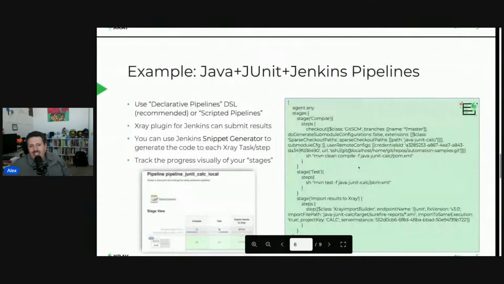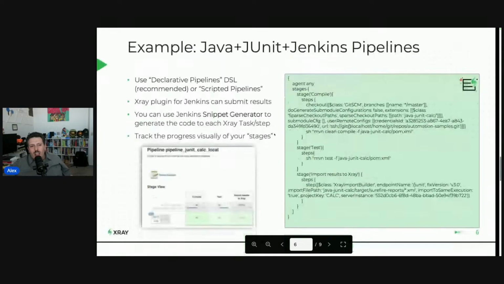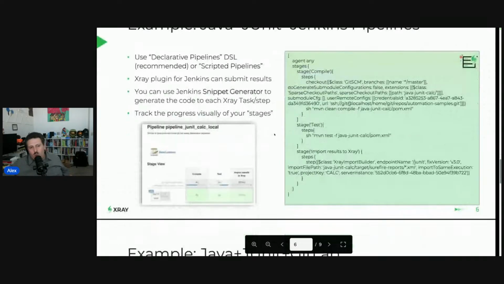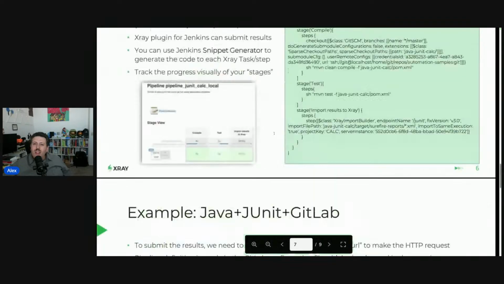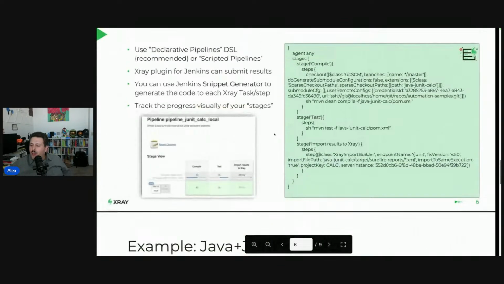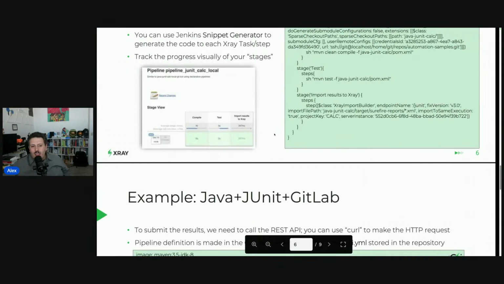All right, so let's look at an example of a Java plus JUnit plus Jenkins. So starting to sound like a rap song here. So using the declarative pipelines or DSLs recommended or scripted pipelines, the Xray plugin for Jenkins can submit the results, and you can use Jenkins snippet generator to generate the code to Xray in each step. Very complicated. If this is the first time doing this, folks, again, use AI. It's your best friend. This stuff should be pretty well documented.